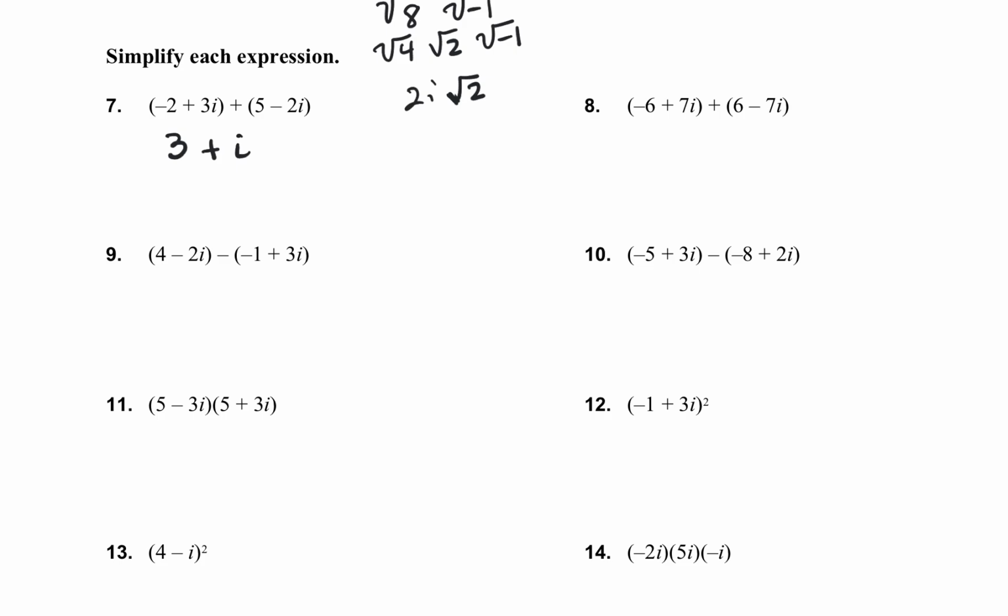Number 9, you have 4 minus 2i minus, that will be a positive. You have to distribute the negative, minus 3i. So you're going to add the reals. 4 plus 1 is 5. Negative 2i minus 3i gives you negative 5i.